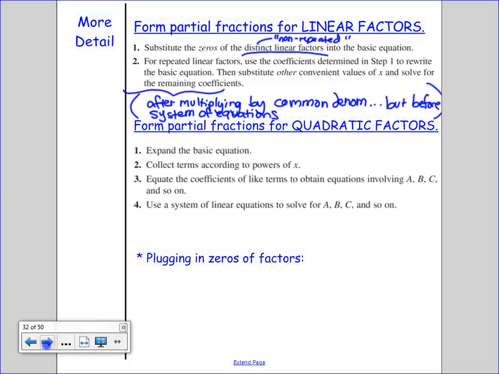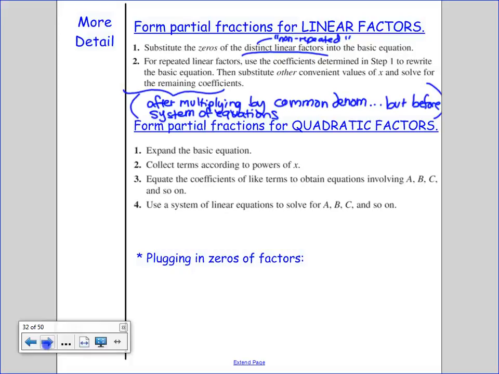For quadratic factors, this is basically what you just saw us do. We multiply both sides by the common denominator and then expand. So this is the steps for solving. Multiply by the common denominator and then expand. So we multiplied everything out. We FOILed the x plus 1. We distributed the x and the x plus 1. We expanded. We multiplied everything to get term plus term plus term plus term.